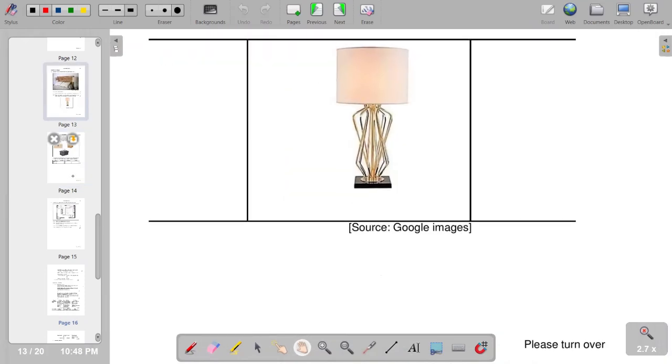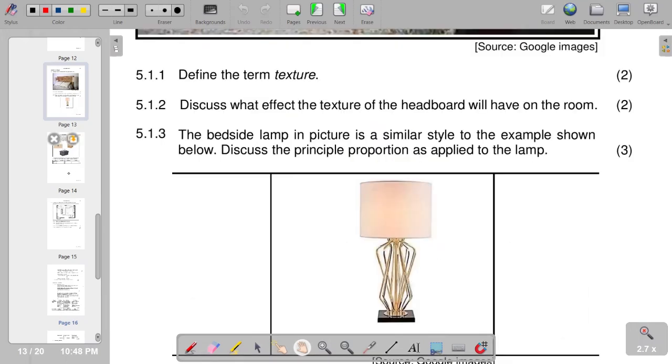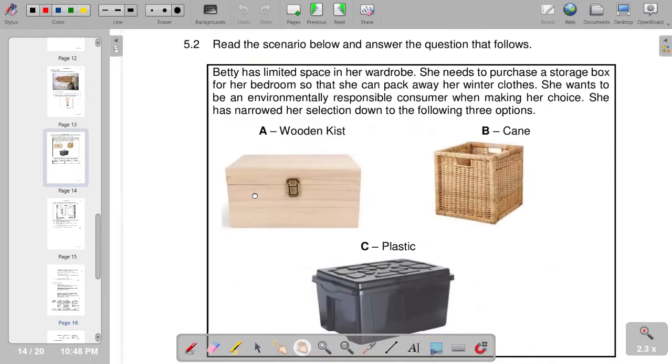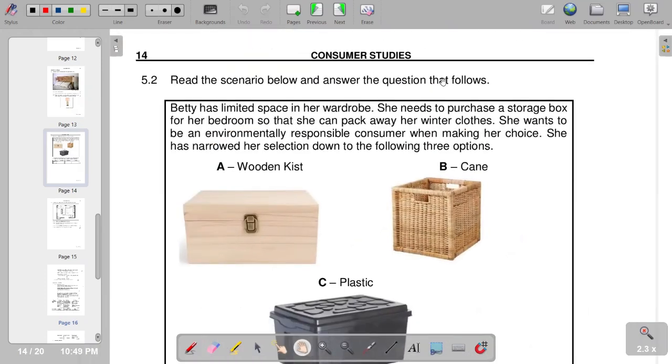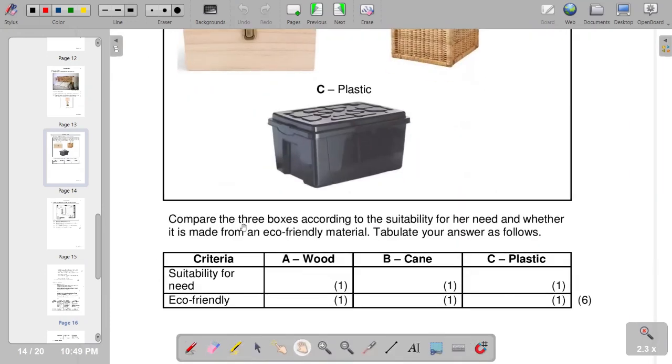The next question now is question 5.2. Read the scenario below and answer the question that follows. So you're given a scenario that you need to go through, and you're given figure 1, A, B, and C. And then from there, you see that it reads, compare the three boxes according to the suitability of hair knit and whether it is made from an eco-friendly material.